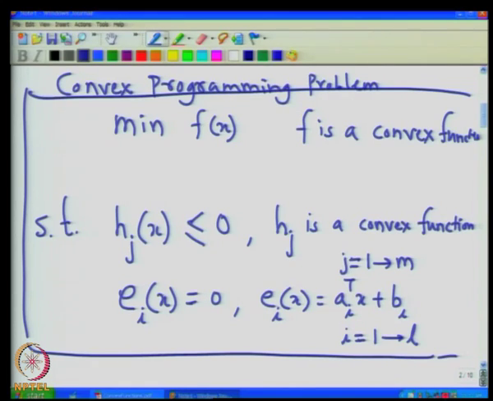So, a typical convex programming problem can be written in the form: minimize f(x) subject to the constraints Hj(x) less than or equal to 0, where Hj is a convex function, f is a convex function, and Ei(x) equal to 0, where Ei(x) is of the type Ai transpose x plus bi, i going from 1 to L. So, this is a typical convex programming problem. Now let us look at some examples of convex programming problems.